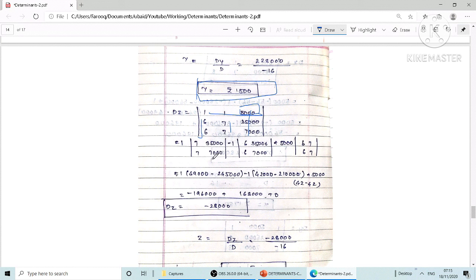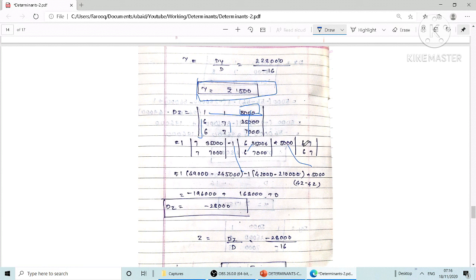49,000 we will get. 35,000 into 7, 2,45,000 we will get when we will multiply 35,000 into 7. Copy this minus 1 as it is down. 6 into 7,000 is 42,000, and when we will multiply this 6 into 35,000 we will get 2,10,000. Copy this 5,000 as it is.